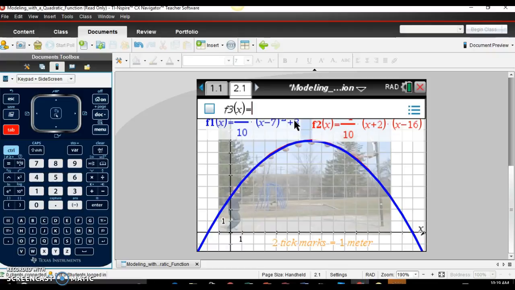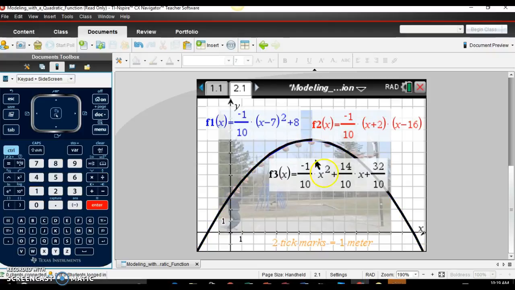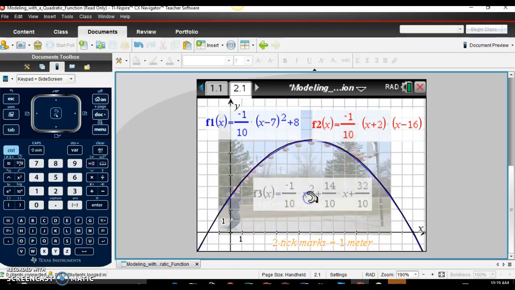So I came up with negative 1/10 x squared, and then I have plus 14 tenths x plus 32 over 10. And you can see that all 3 of these graphs lie directly on top of each other, and that way they can see the connections between the numbers of one equation with the other and then the third, and see if they can manipulate them correctly.